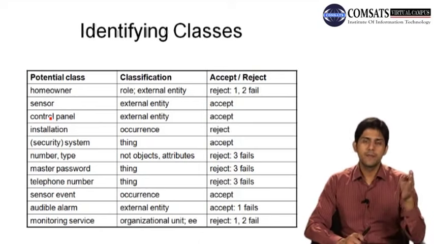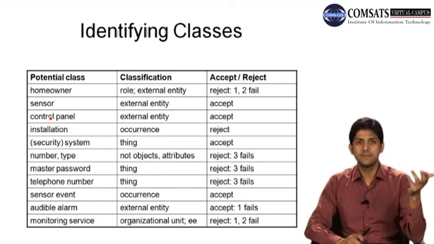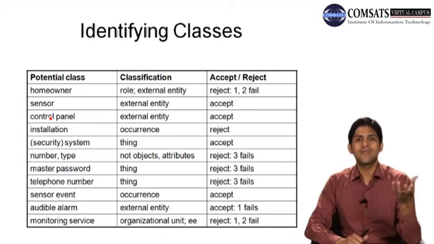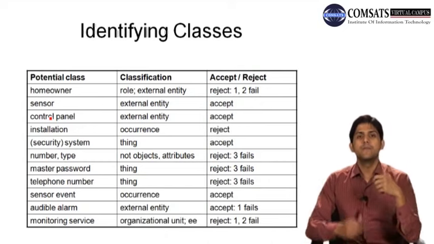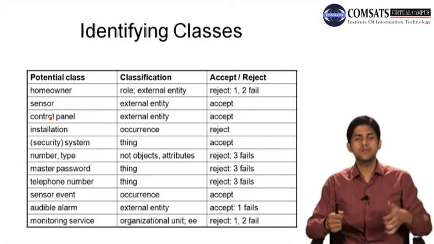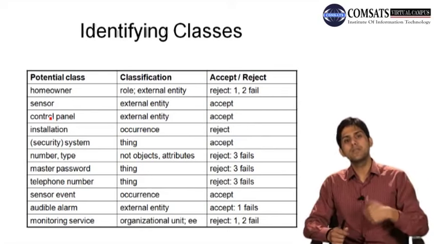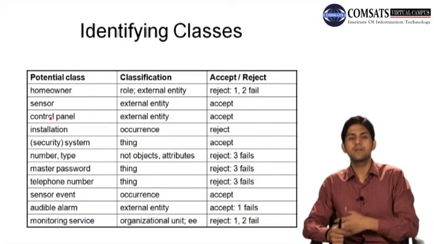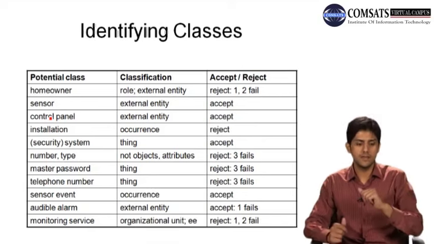So homeowner is a role in our solution, and that is also an external entity. So a class can be categorized into 2 categories; the example is homeowner. Then we have sensor. Sensor is something that is not part of your solution because you will buy those sensors. You're not going to make these smoke sensors or motion sensors because they're already there and pretty cheap. You will just go to the market and buy them and use them in your solution. So this is an external entity.